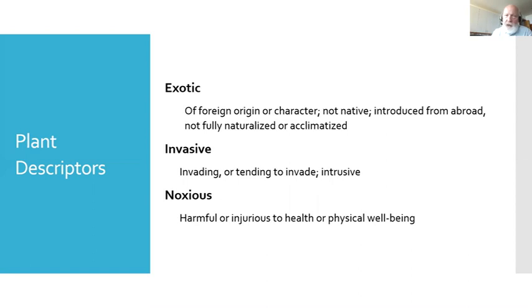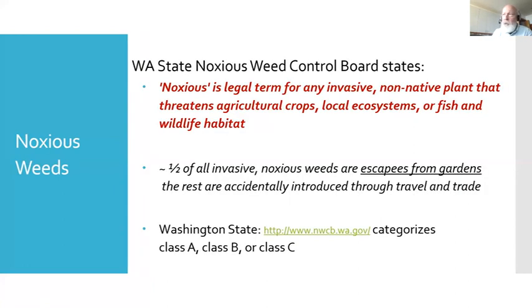And there are specific definitions for invasive and noxious that actually are codified into Washington state law. So there are Washington RCWs that actually talk about these terms. And my point about going to these definitions is not to get too cerebral or too academic, but to make sure that we're communicating clearly as to what we're talking about when we start talking about these. So I want to do a shout out to the Noxious Weed Board because we have a definition of what noxious means, and that's a legal term for an invasive, non-native that threatens ag, local ecosystems, or fish and wildlife.